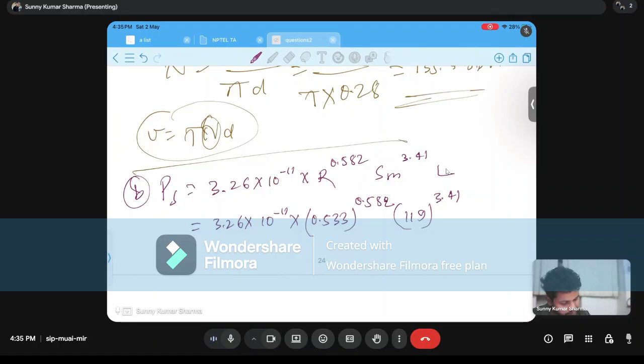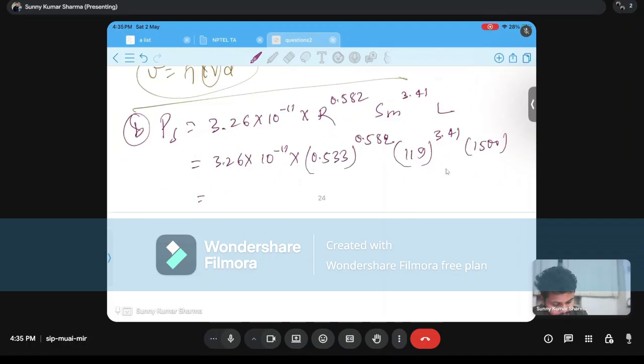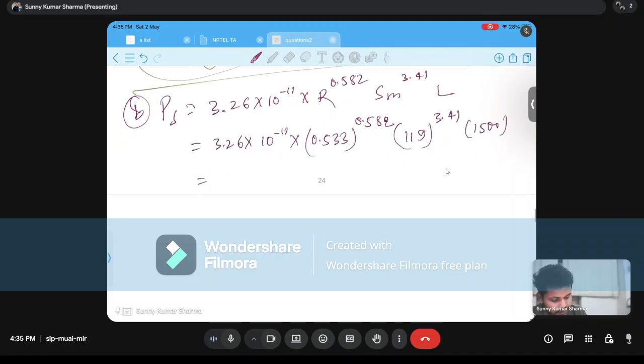L is the tank length. That is the tank length in meters, so in mm it is 1500 mm. While solving this calculation, you will get the PS value as 0.402. You will obtain 0.402 kilowatt.